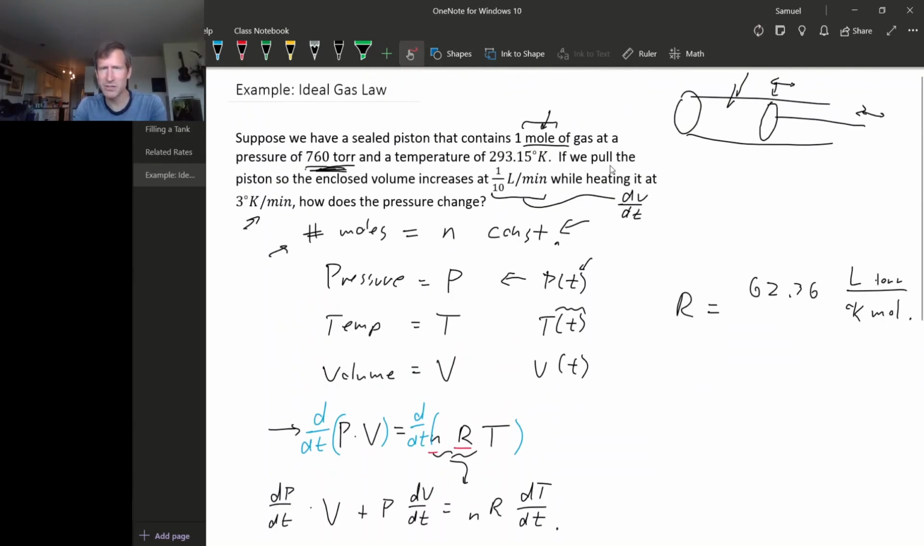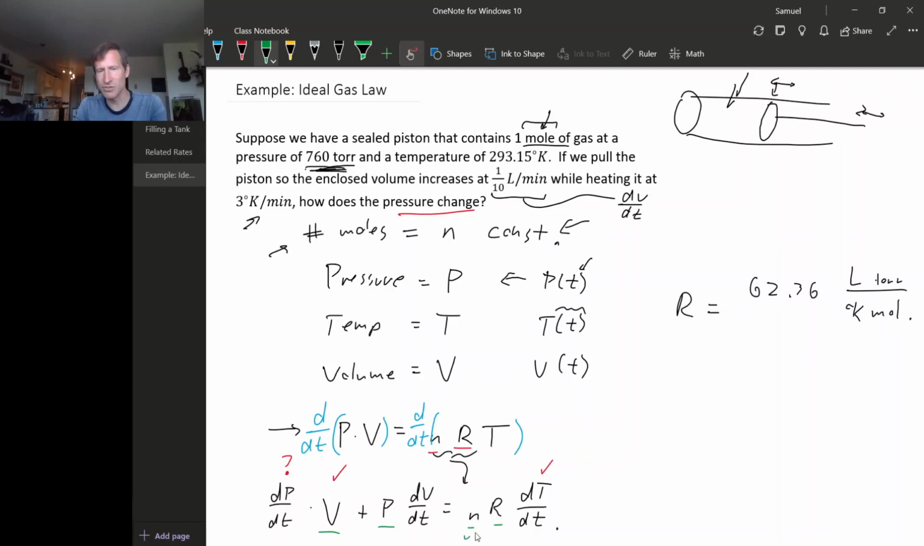So going back to the original problem, the volume is increasing at 10 liters per minute. So dV/dt we know. We're heating it at 3 Kelvin per minute, so that's the rate of change of temperature. We know that. And we're asking how does the pressure change? So that's going to be dP/dt. It's okay to have dP/dt be an unknown because that's what we're looking for.